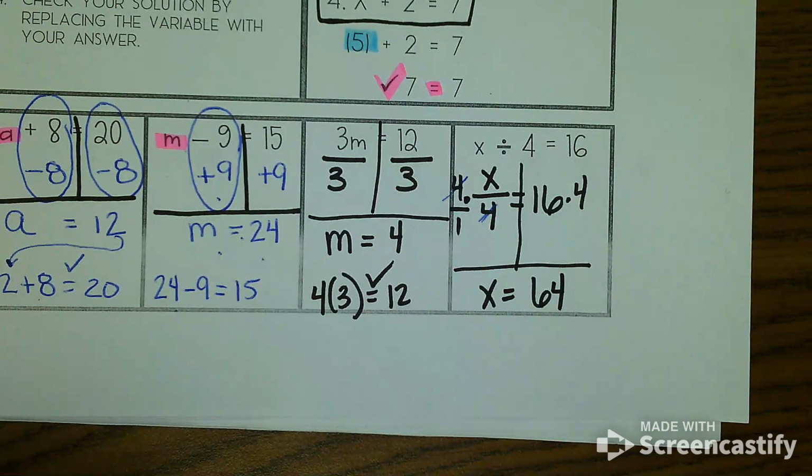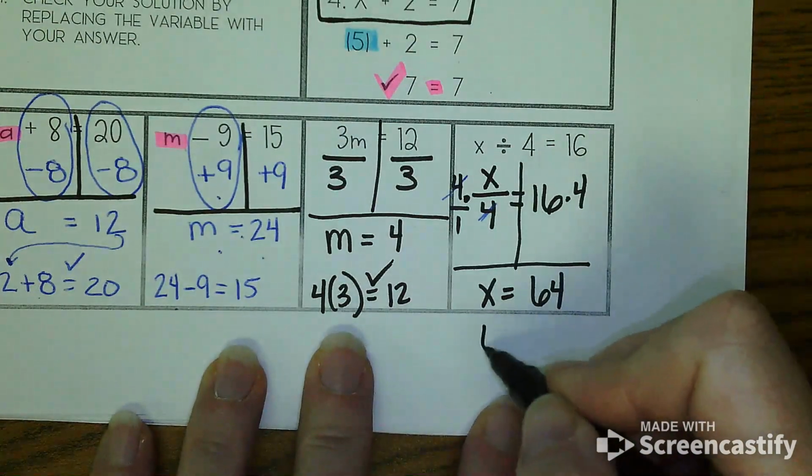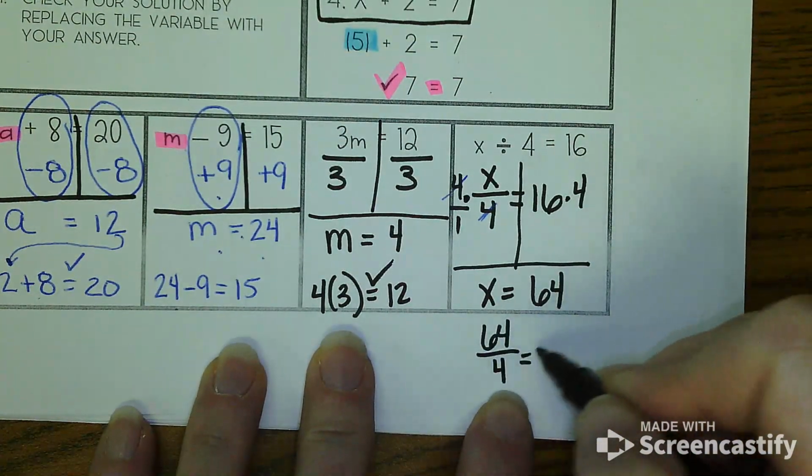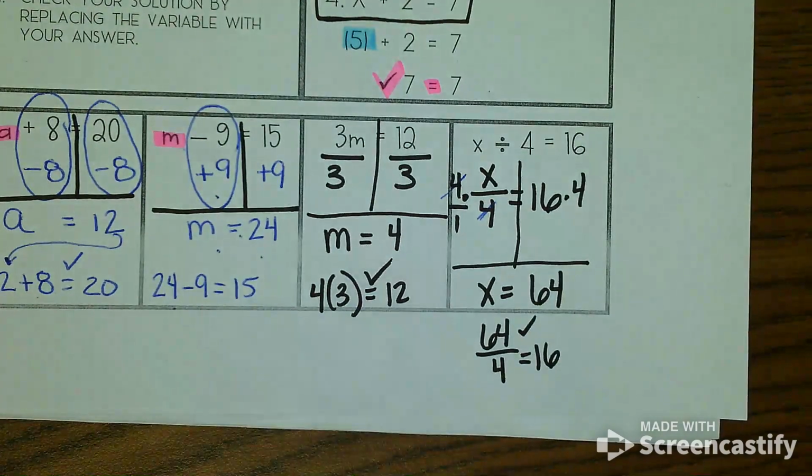Sorry, I dropped my marker. And you get 64 divided by 4 equals 16, and that is a check.